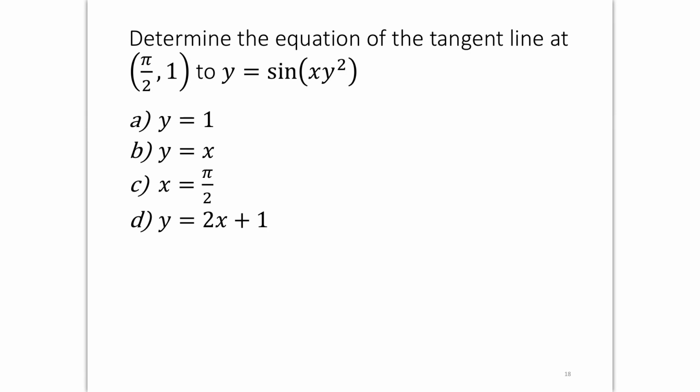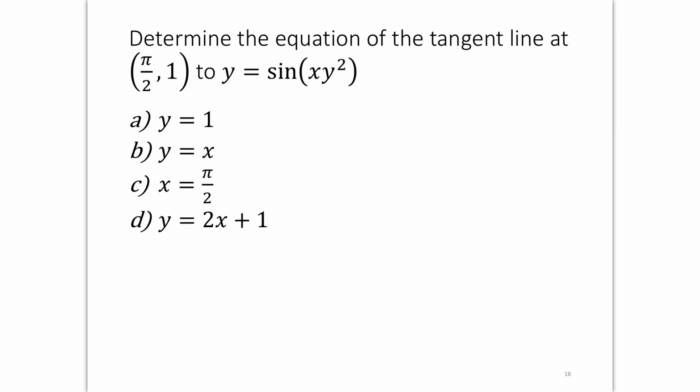Time for a quick Plicker question here, multiple choice question. Determine the equation of the tangent line at pi by 2 and 1 to the equation y equals sine of x times y squared. So I'll give you a moment to think about that.